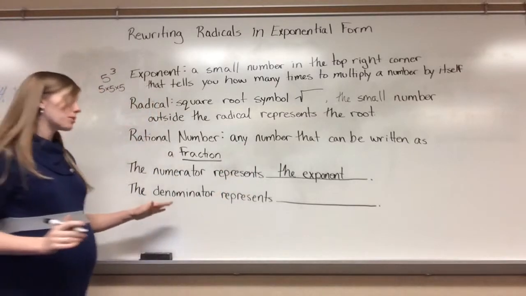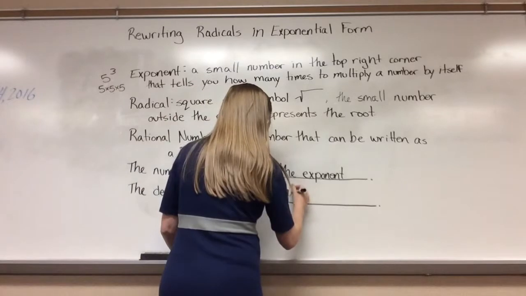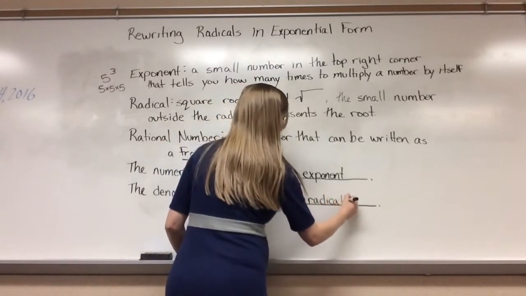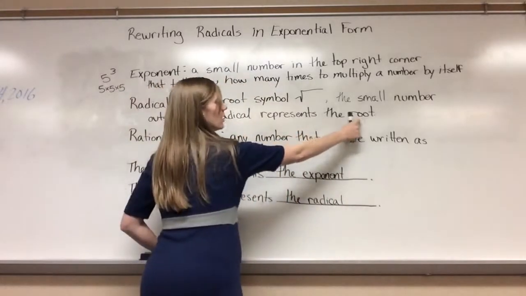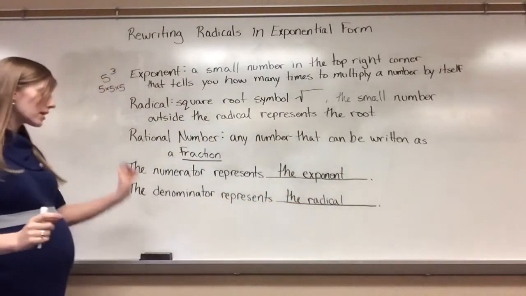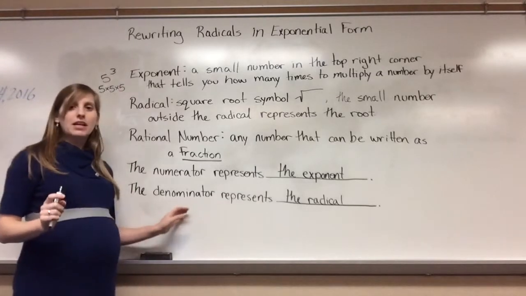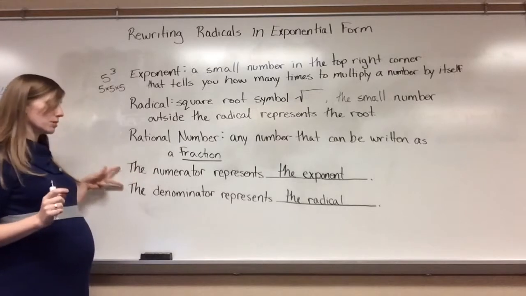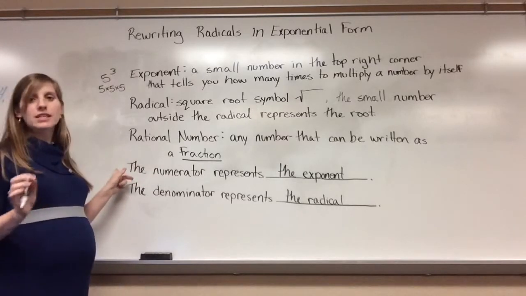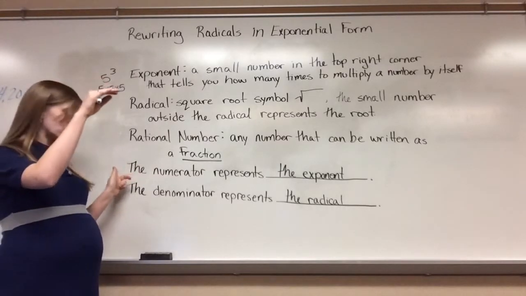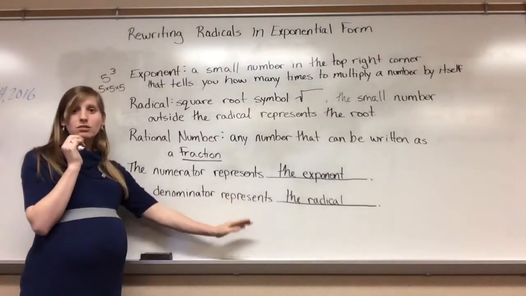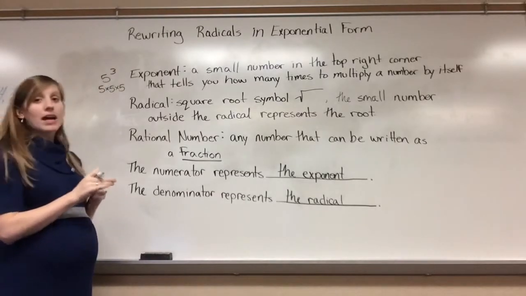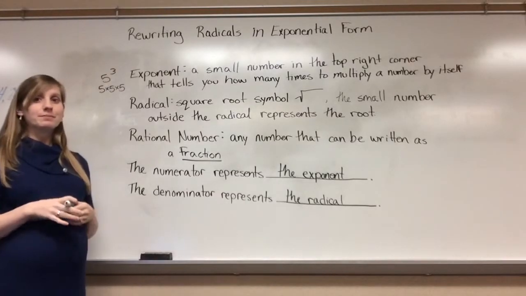The denominator represents the radical. And remember, the radical has those small numbers out front that tell you the root. That root, that radical number, is going to be our denominator when we rewrite these in exponential form. So these two things you really need to remember. The numerator represents the exponent, so that'll go at the top of our fraction. The denominator represents the radical, so that number will go at the bottom of our fraction. And we'll go ahead and do a few examples of these together.